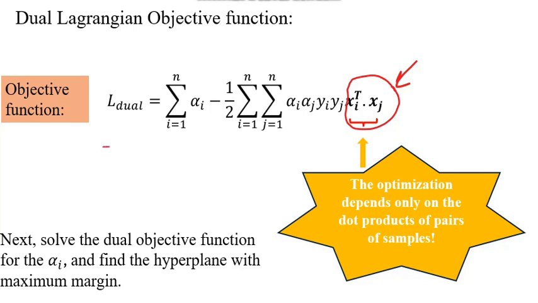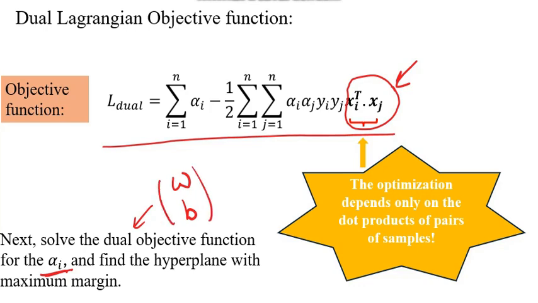Okay, so having obtained this dual function, now we can solve it for the alpha i's using the standard optimization techniques, and having obtained the alpha i, we shall be able to compute the W and B, as we shall see shortly in the next video, which will give us the hyperplane with the maximum margin.